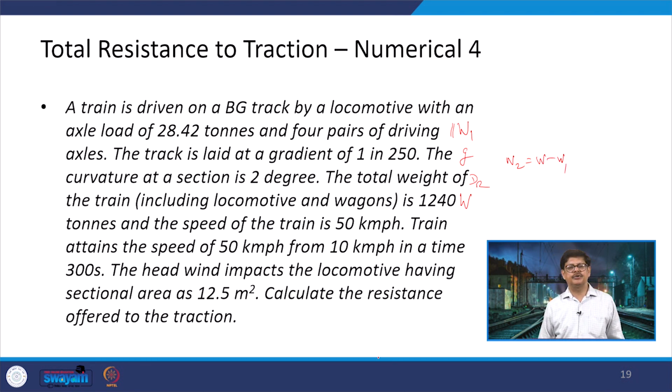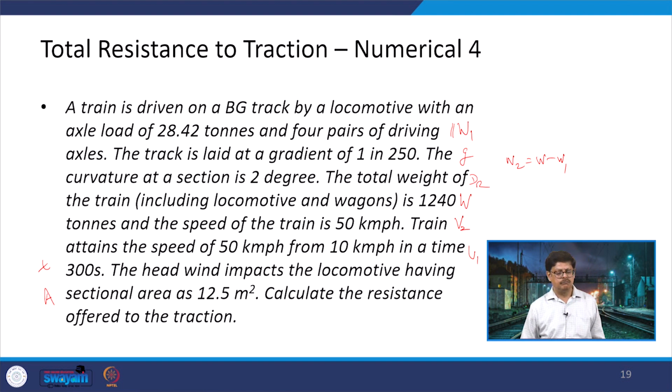And then the speed of the train is given as 50 kilometers per hour. So, this is the speed. The train attains the speed of 50 kilometers per hour from 10 kilometers per hour in a time of 300 seconds. That means we are being given V2, V1 and T. The headwind impacts the locomotive having a sectional area of 12.5 meter square. So, the sectional area A is also being given. Now, we have to calculate the resistance offered to the traction.